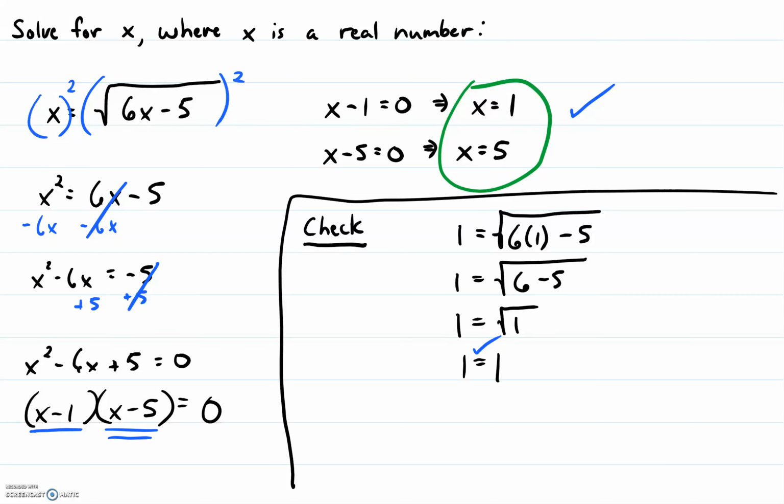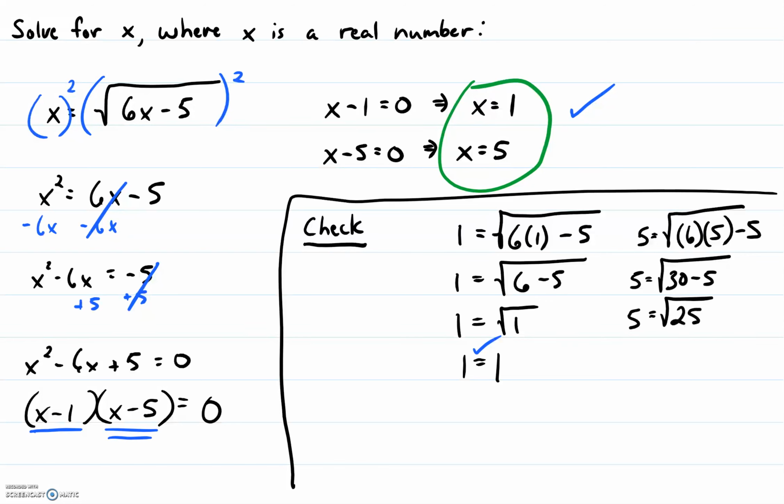Now let's do the exact same thing for x equals 5. Go back to the original problem before we made any changes to it and plug 5 into the place of x. That's going to give us 5 is equal to the square root of 6 times 5 minus 5. Simplifying the right-hand side again, 6 times 5 is going to give us 30 minus 5, and 30 minus 5 is going to give us 25. Again, we only want to take the positive version of the square root there. The positive square root of 25 is going to be 5, and so 5 equals 5, that checks out. So for this particular case, both x equals 1 and x equals 5 are our solutions.